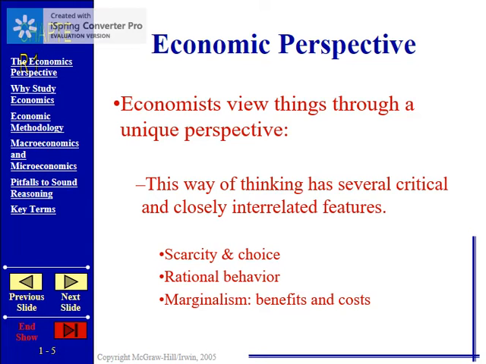Rational behavior. We assume that individuals are rational. They know how to maximize their satisfaction, and they make choices to do so. And we tend to look at these costs and benefits at the margin, the next or additional cost and benefit, as opposed to trying to calculate them as a whole.